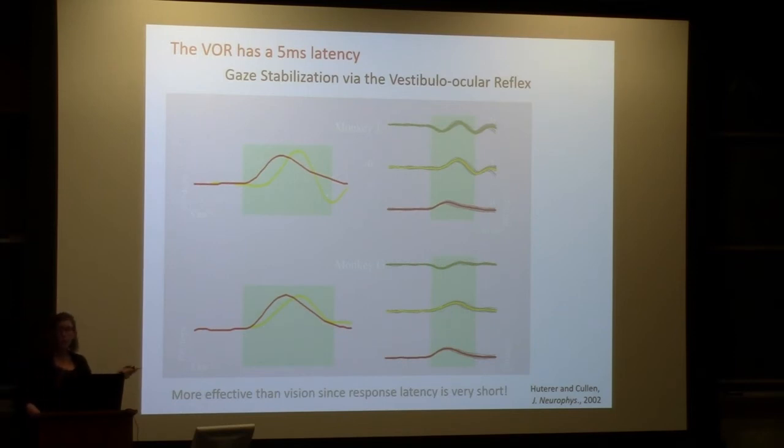And just for comparison, how long does it take to make a visually generated eye movement? Do people remember? I said that on Wednesday. So between seeing a target, could be a pursuit target, and generating a smooth pursuit eye movement, what's the fastest we can do that? Does anybody remember? It's 90 milliseconds, right? So this is an order of magnitude faster.